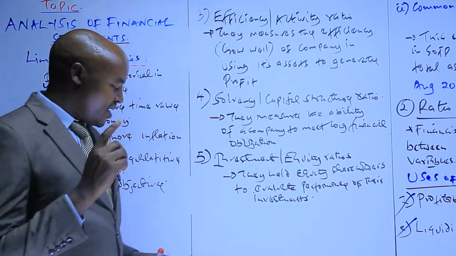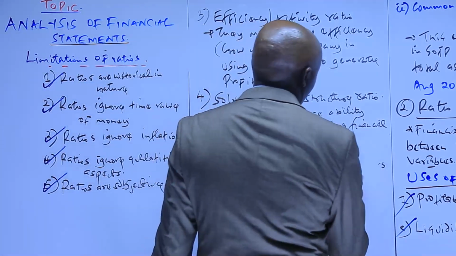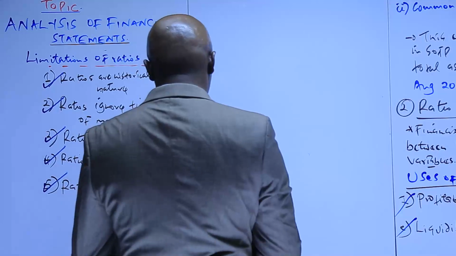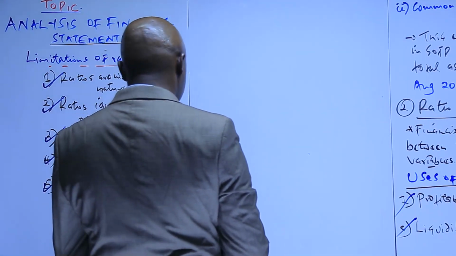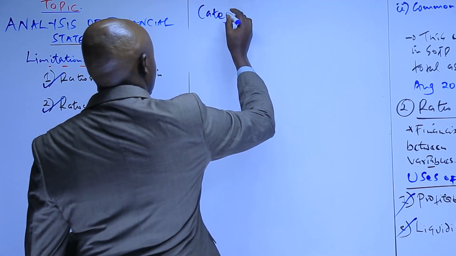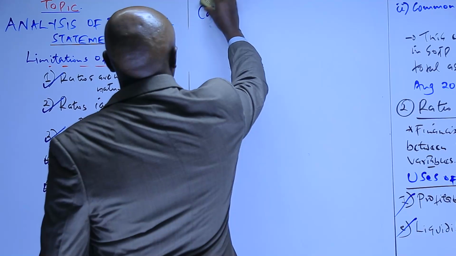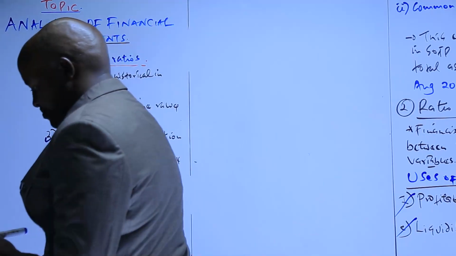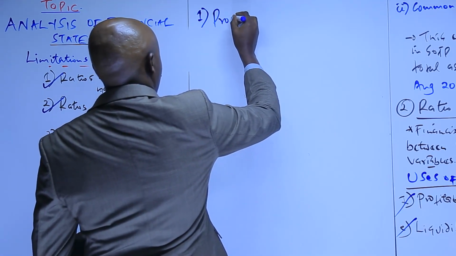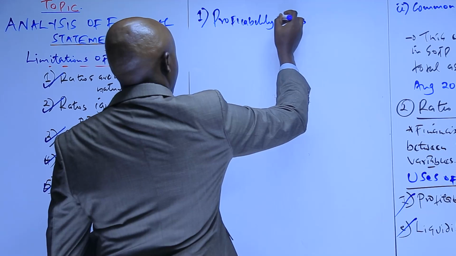Next, I want us to look at the various categories of ratios which are computed, and the ratios computed under each category. So we start with the profitability ratios. These are categories of ratios. Let's go straight to the first category, and that is profitability ratios.